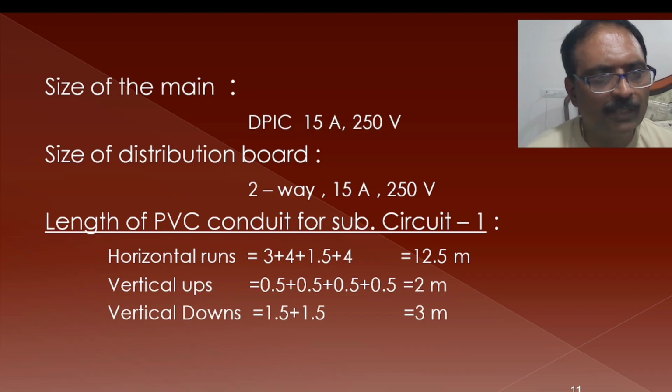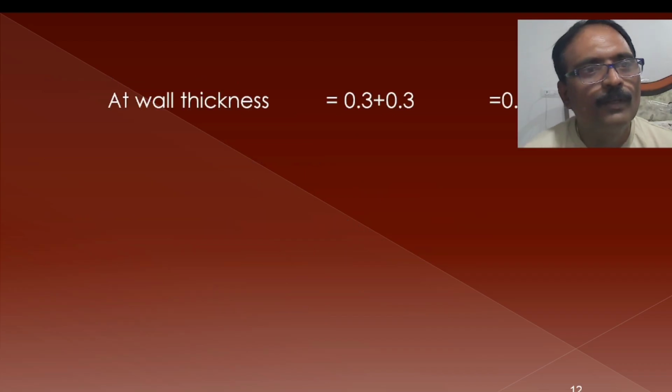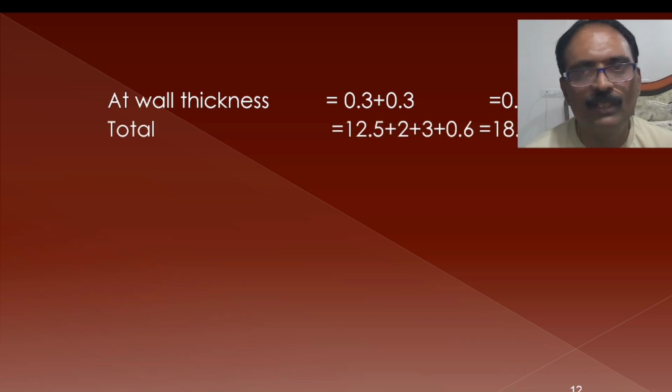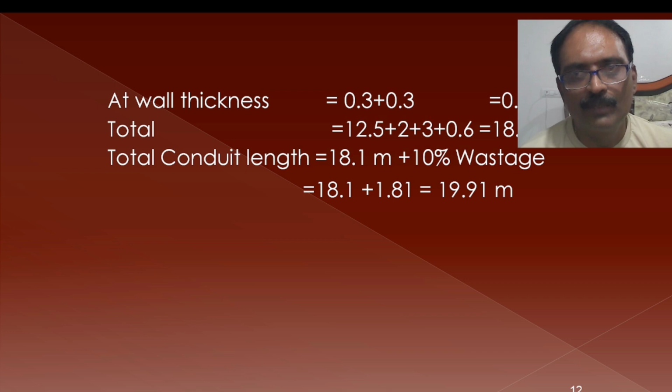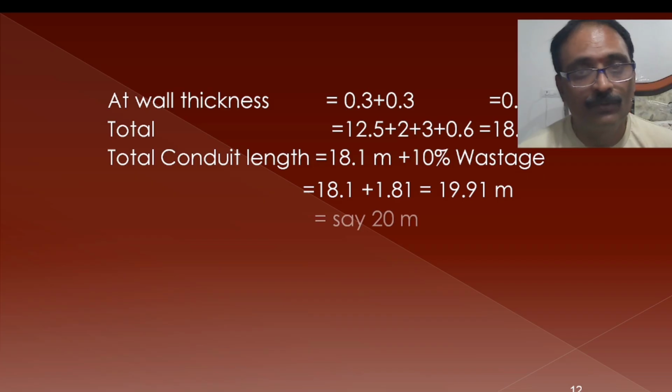So put together it will come around, of course wall thickness is 0.3 we consider, so at two places we have to include this wall thickness, that will come around 0.6 meters, and total it will be 18.1 meters. And if you allow 10% of wastage, this will come to 19.91 meters of the length of the conduit. So put together it will come around 20 meters for subcircuit 1.